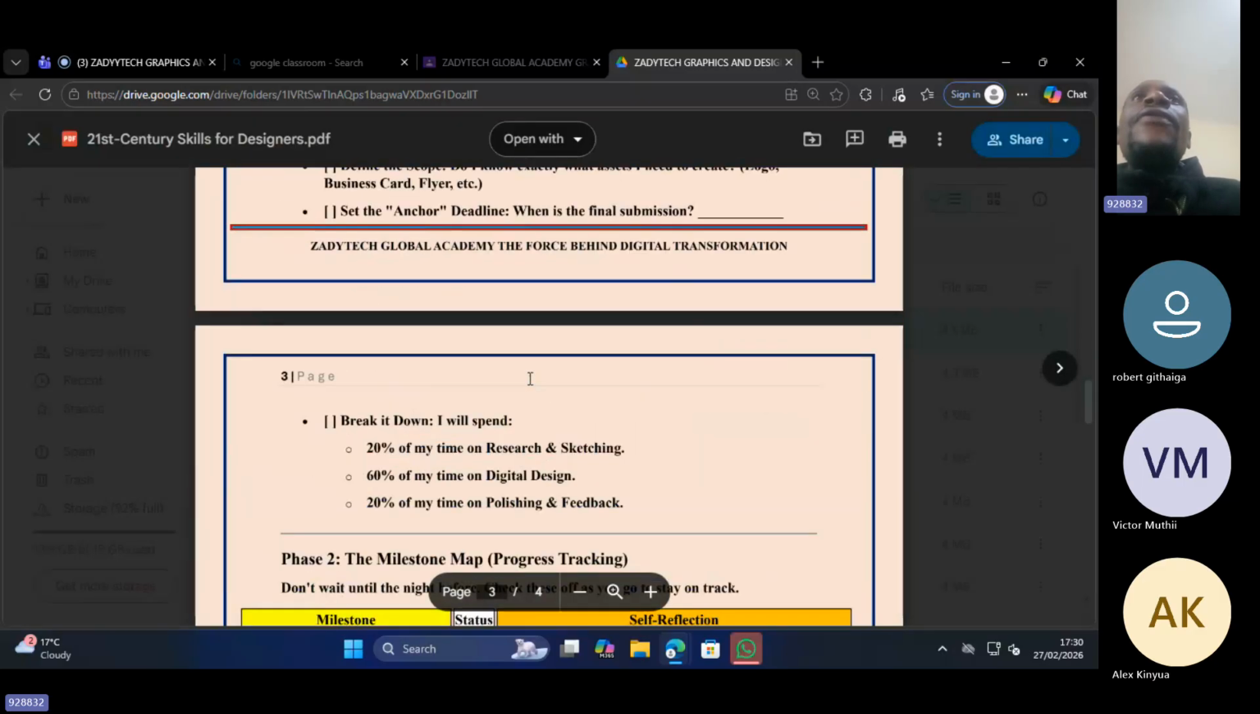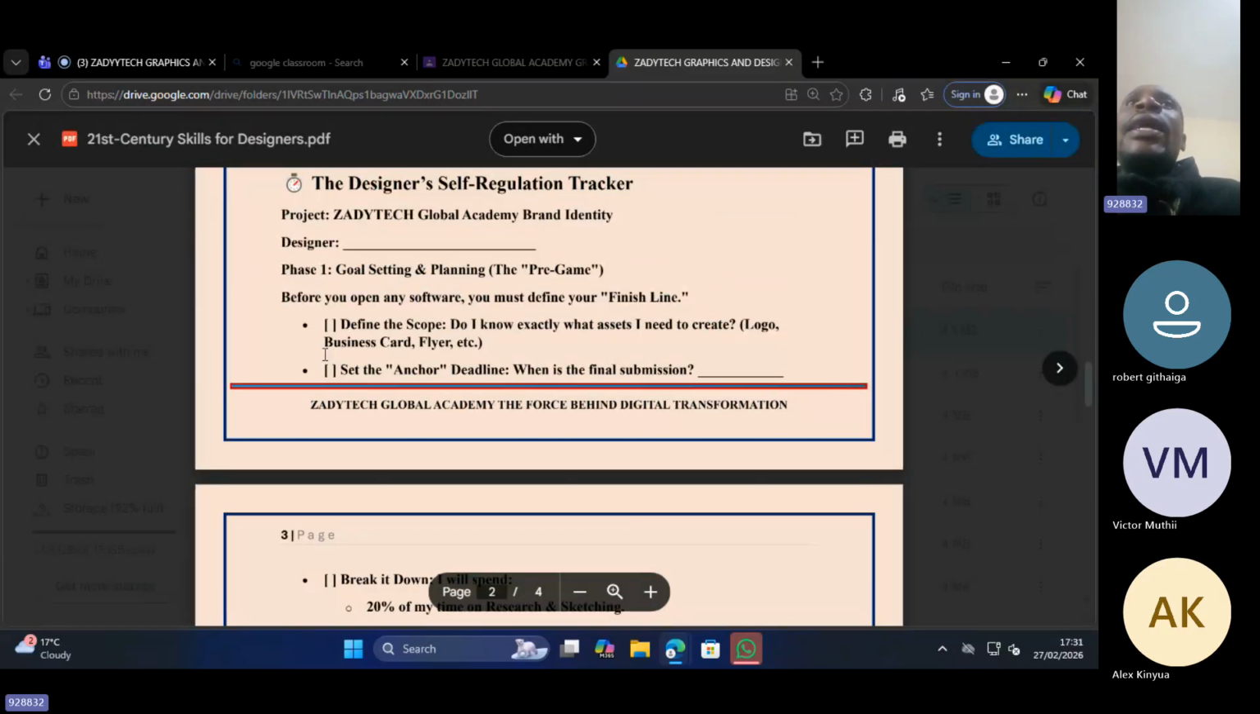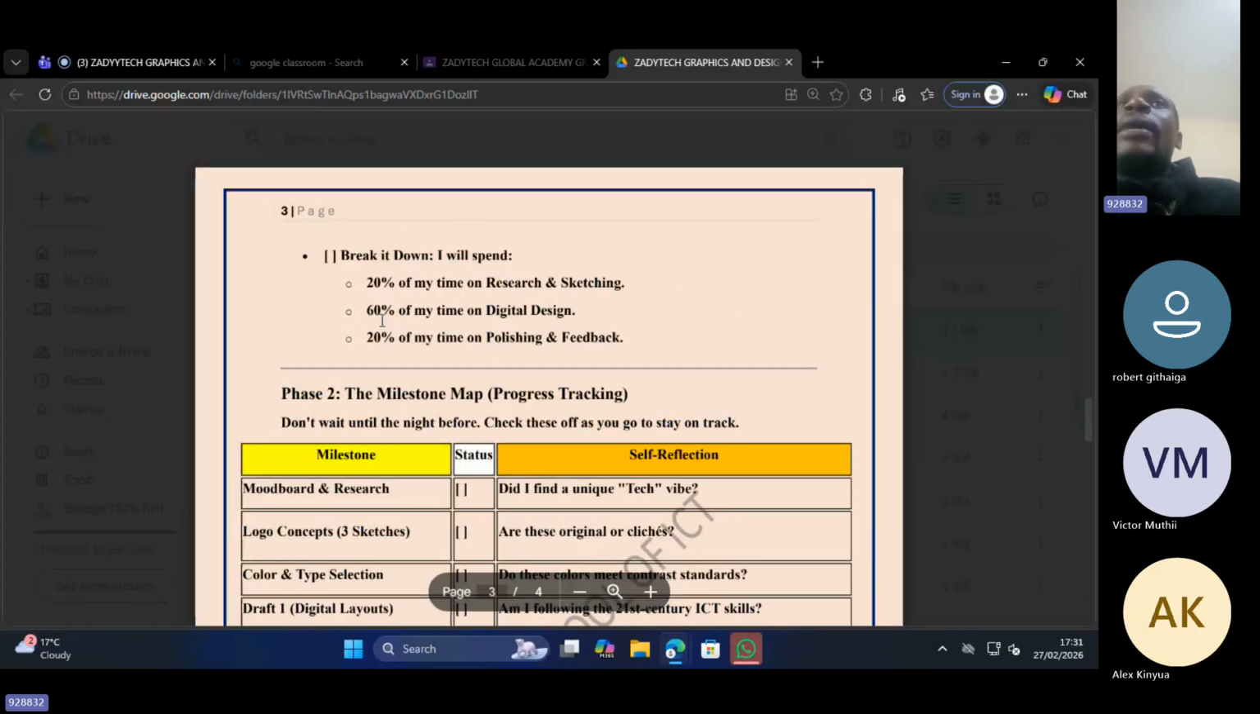Yes, then break it down. Remember that we are at goal setting and planning. Break it down. I will spend 20% of my time on research and sketching. Remember that you are supposed to do research on your design, so that you get the right insights and the right trajectory for designing. Yes, take 20% of my time on research and sketching.